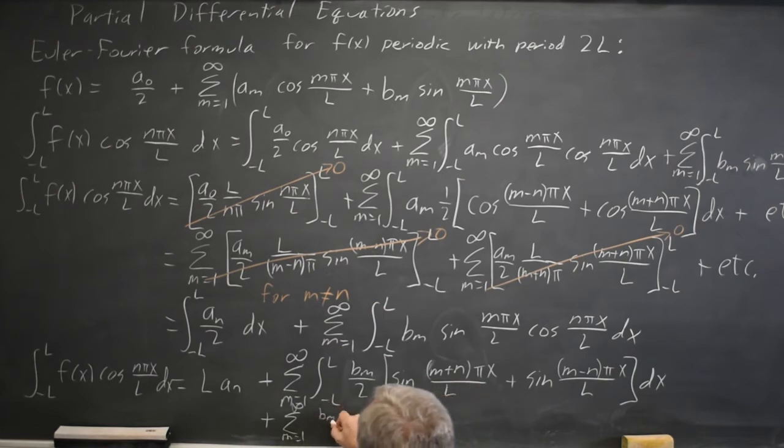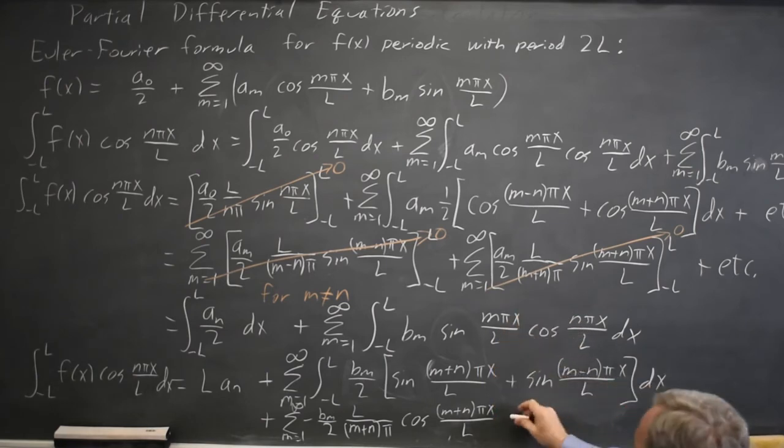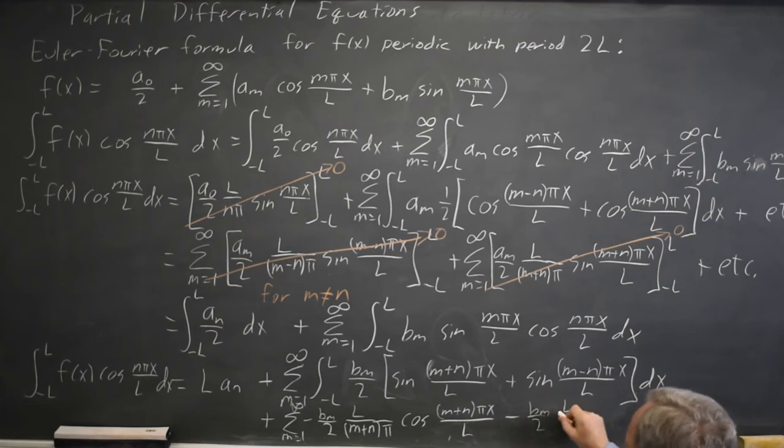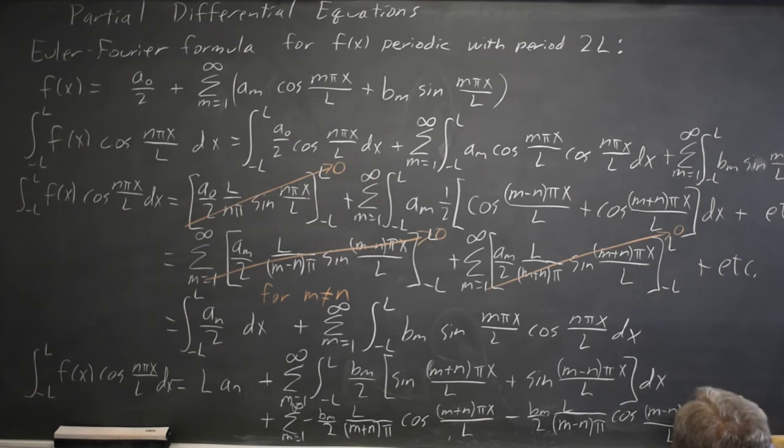I'm short on space, but I'll squeeze it in here. So I have bm over 2, and the integral of sine will be negative cosine, so I'll get negative L over m plus n pi cosine of m plus n pi x over L. And over here, I'll again get bm over 2 times L over, this time, m minus n pi and cosine of m minus n pi x over L, from negative L to L.